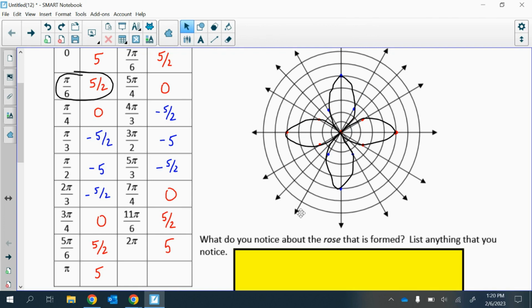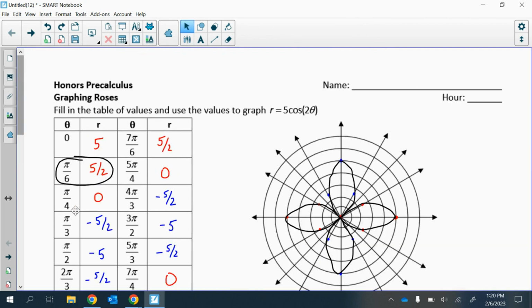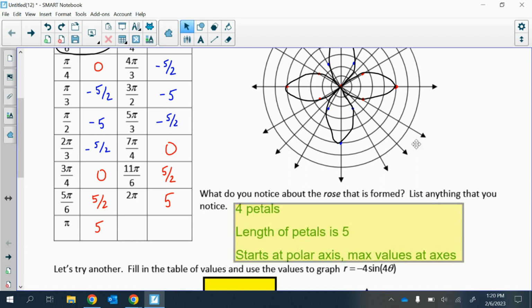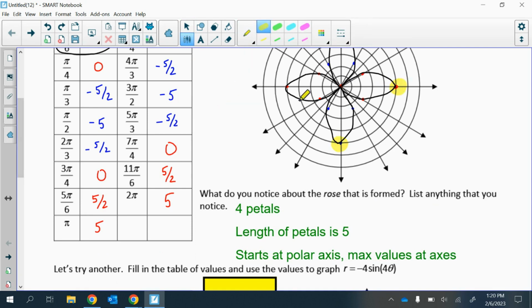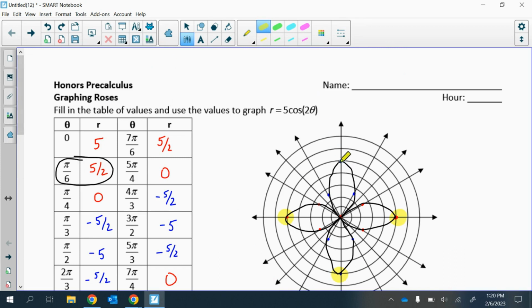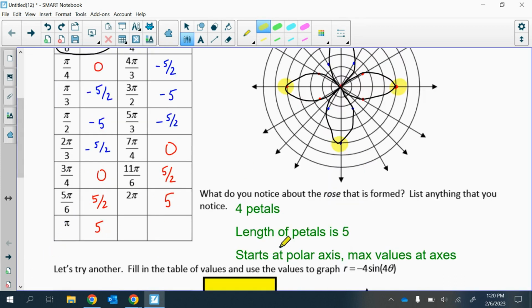And what do I notice about this? We call these roses. So what do I notice about 5 cosine 2 theta? I notice that there are 4 petals. The length of each petal is 5, which makes sense because I have 5 cosine 2 theta. And then it started at the polar axis, so it started over here and then traveled in this direction all the way around. So it ends up going in these smooth curves all the way around.